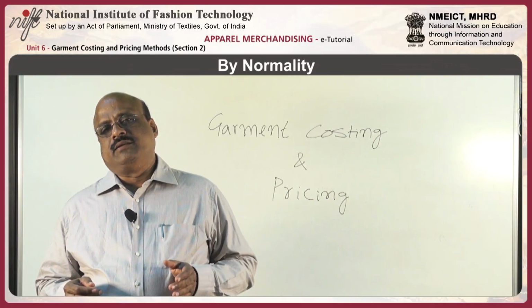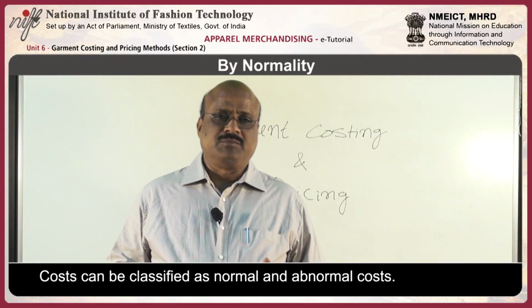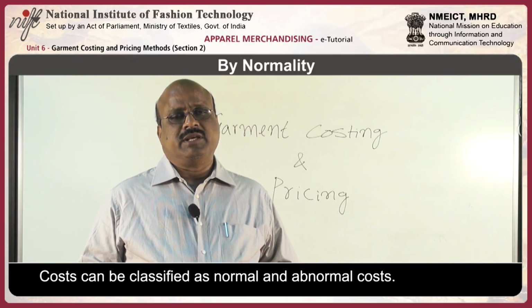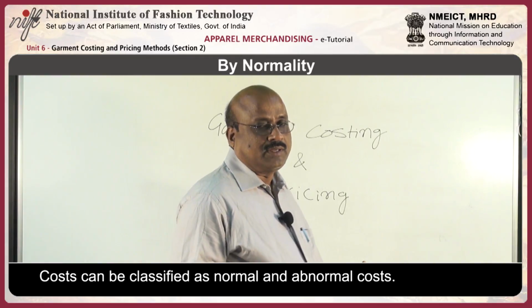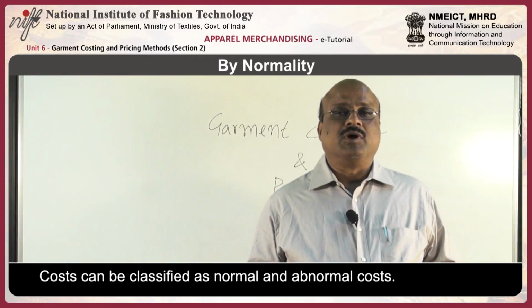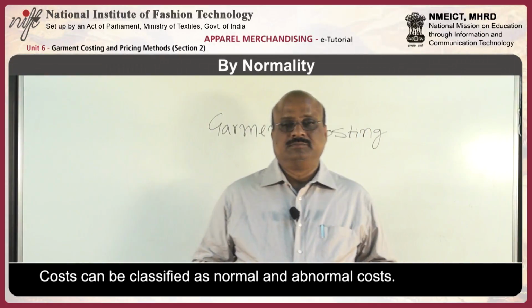Costs by normality. That means you can classify costs as normal or abnormal. Costs can be classified by normality, which includes normal costs, and there can also be abnormal costs.